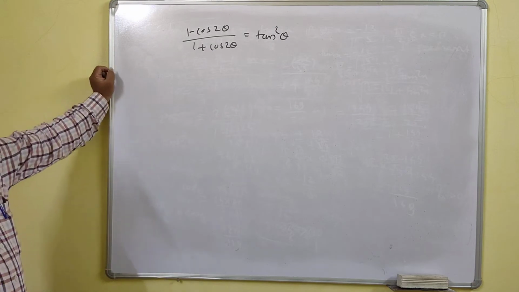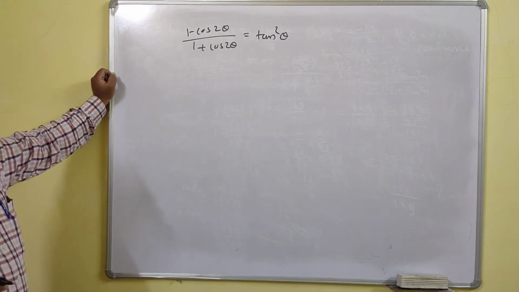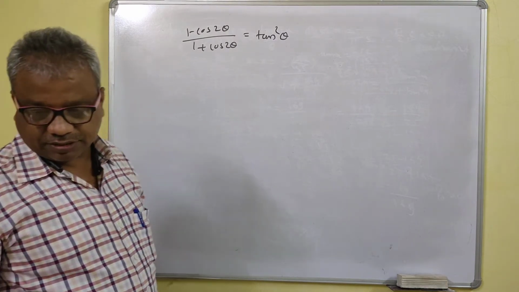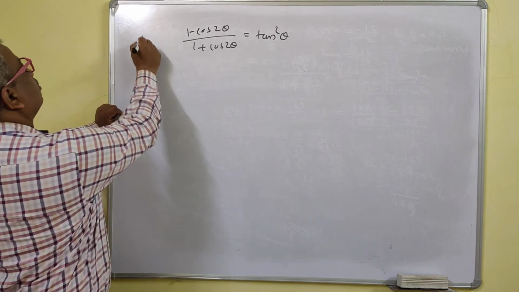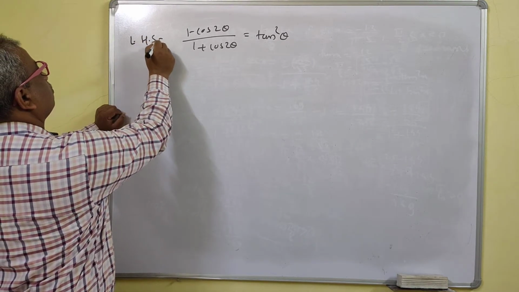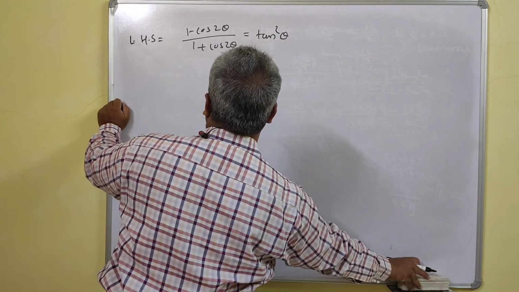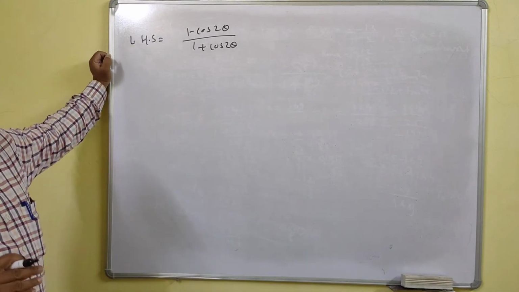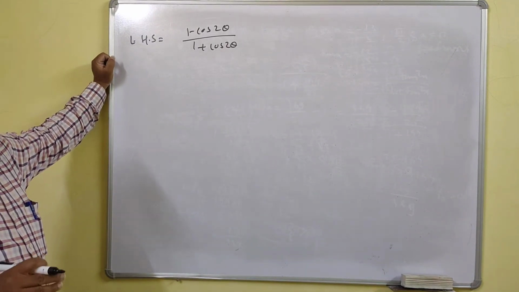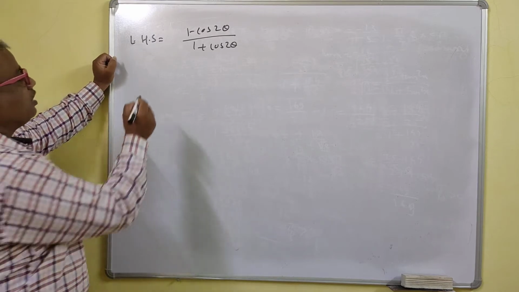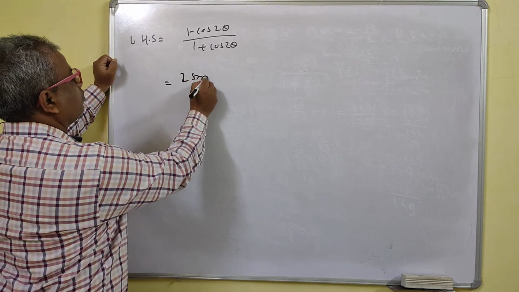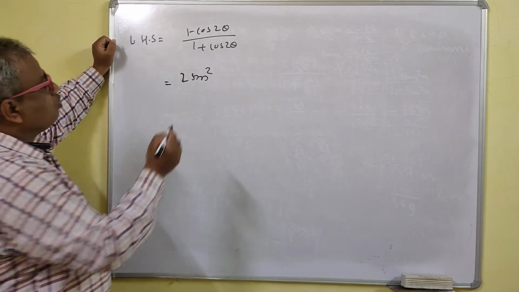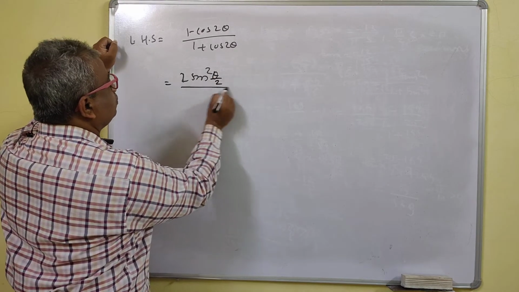Now this is very simple. Solution. We'll take LHS now. So LHS is equal to 1 minus cos 2 theta. See, this is 1 minus cos. If 1 minus cos is there, always write 2 sine square. Whatever the angle, take its half now. So this is sine square theta by 2.